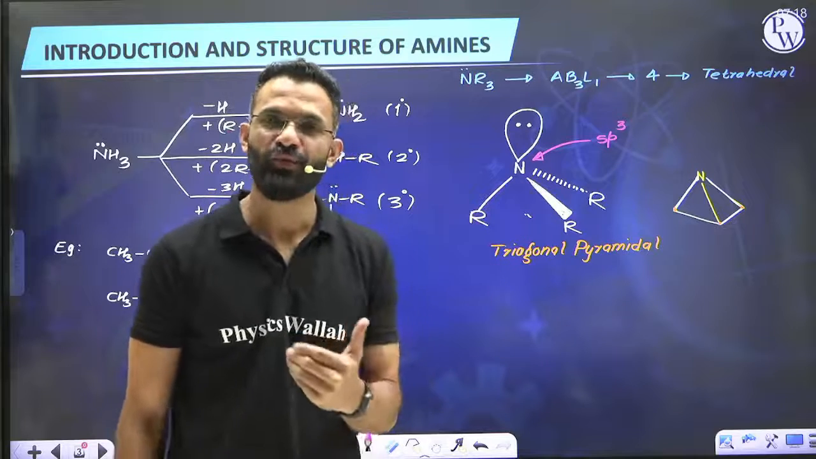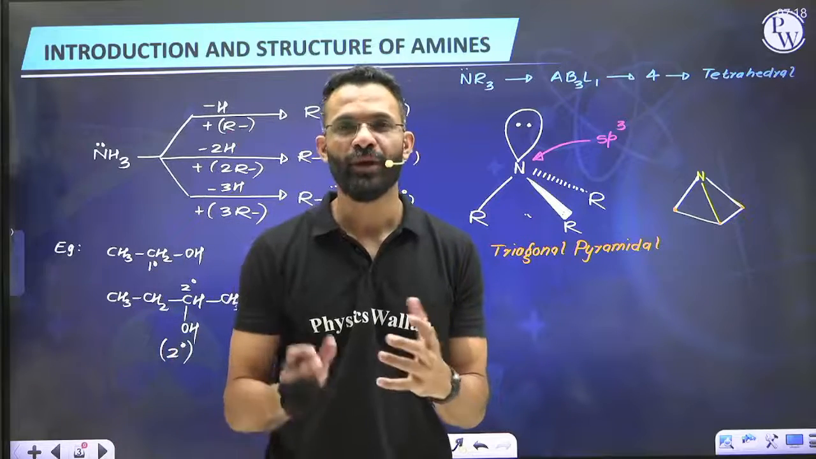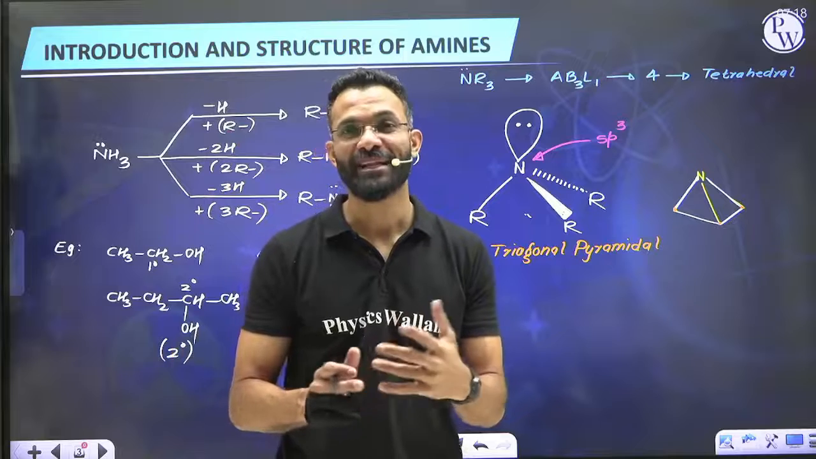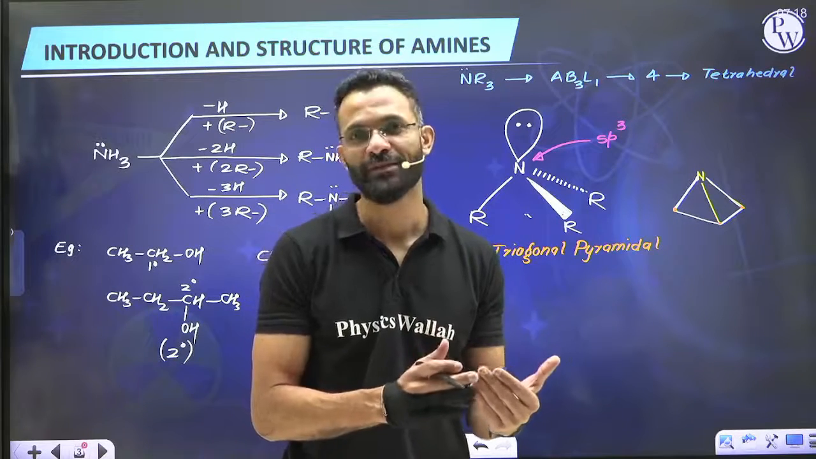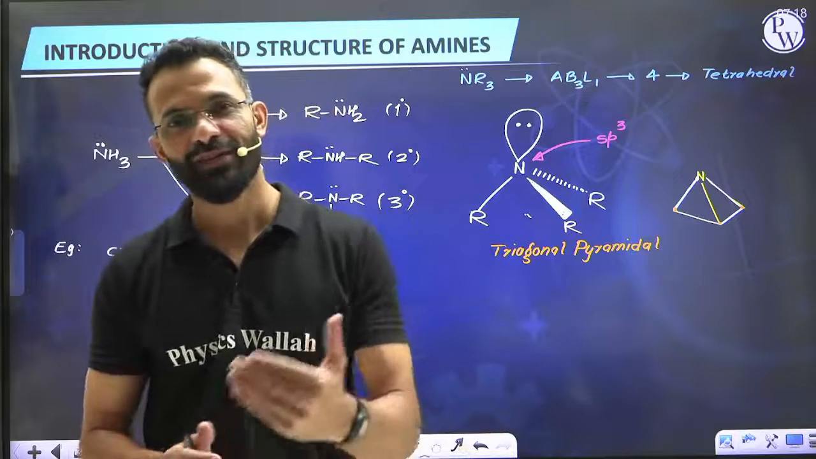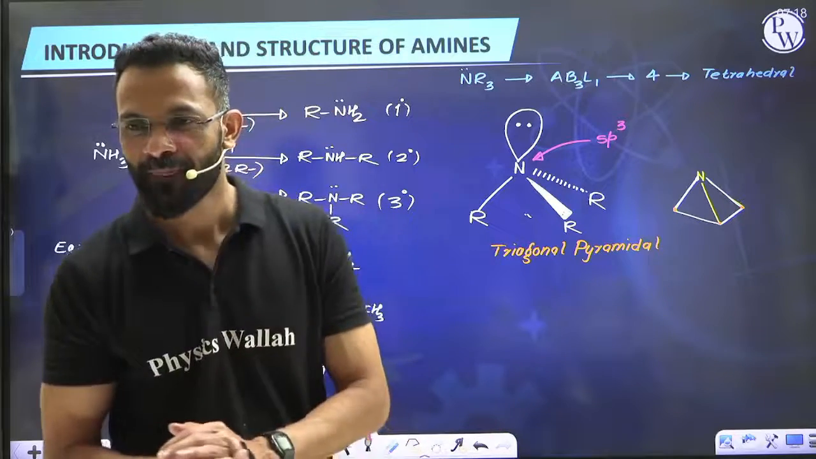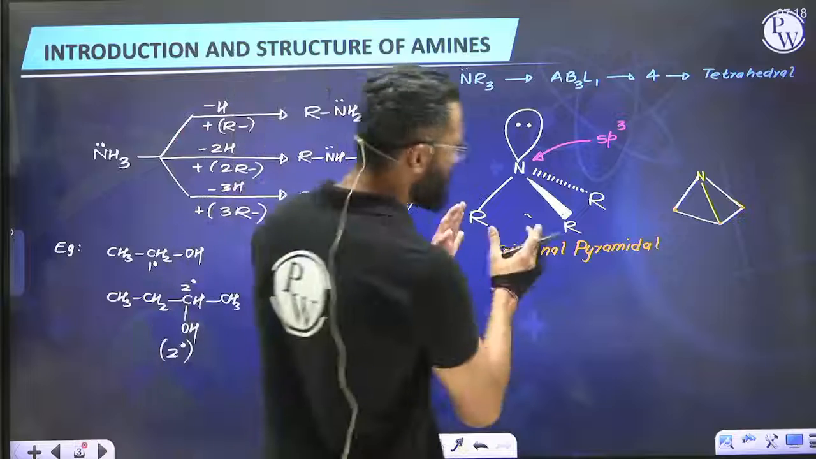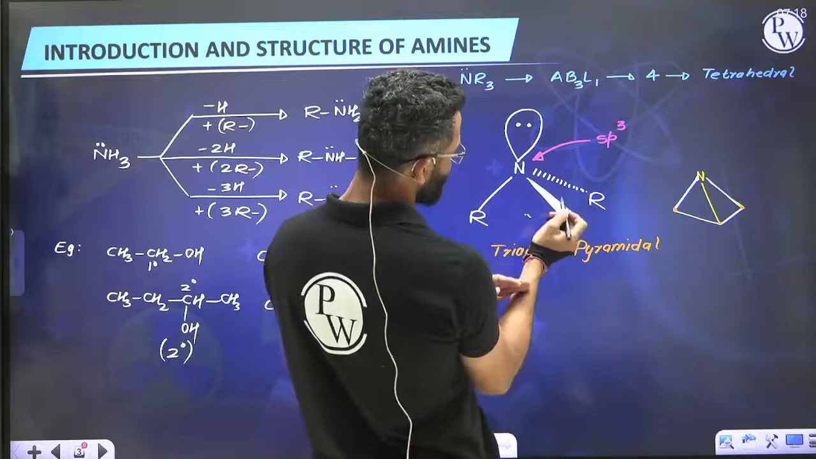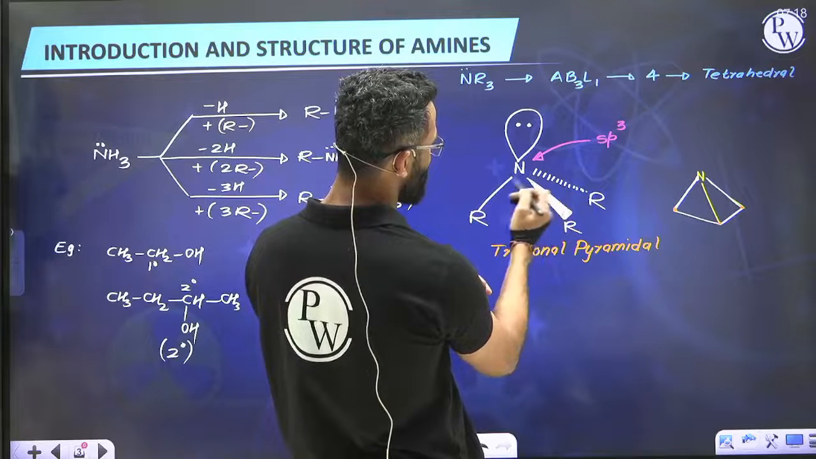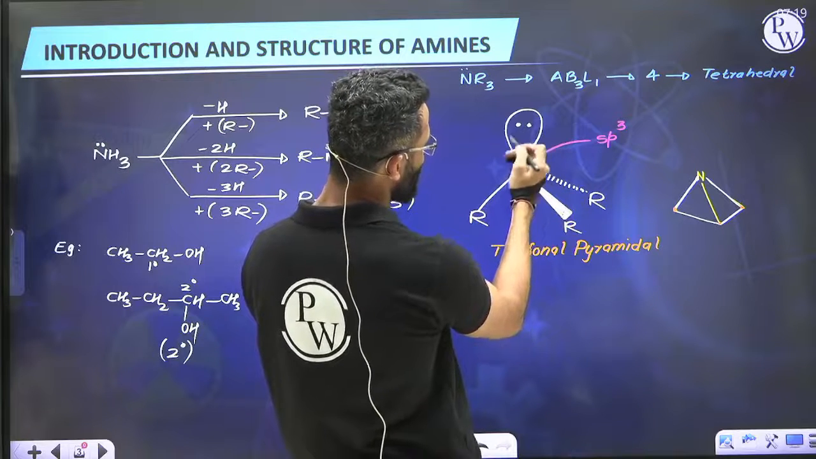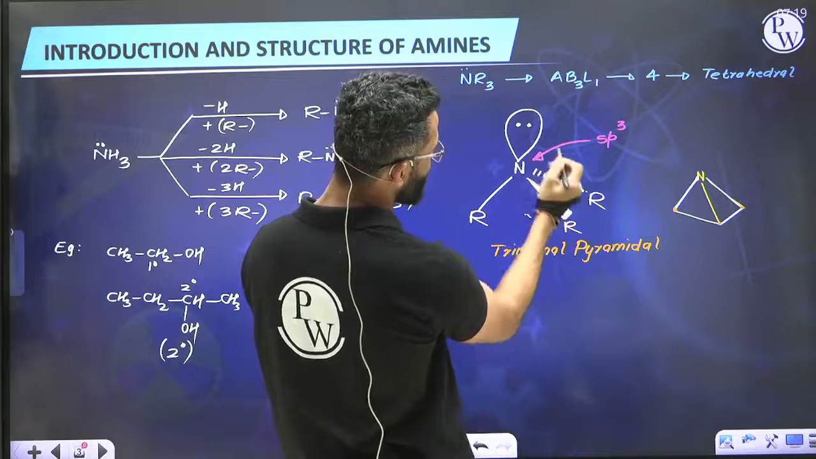So according to VSEPR, lone pair-lone pair interaction is found to be the maximum repulsive interaction. Then lone pair-bond pair, and the least repulsive interaction is found in the case of bond pair-bond pair, right? So if we compare the same over here, you will see there are 3 bond pair interactions, 1, 2, and between these 2 bonds. But there are 3 lone pair-bond pair interactions as well.